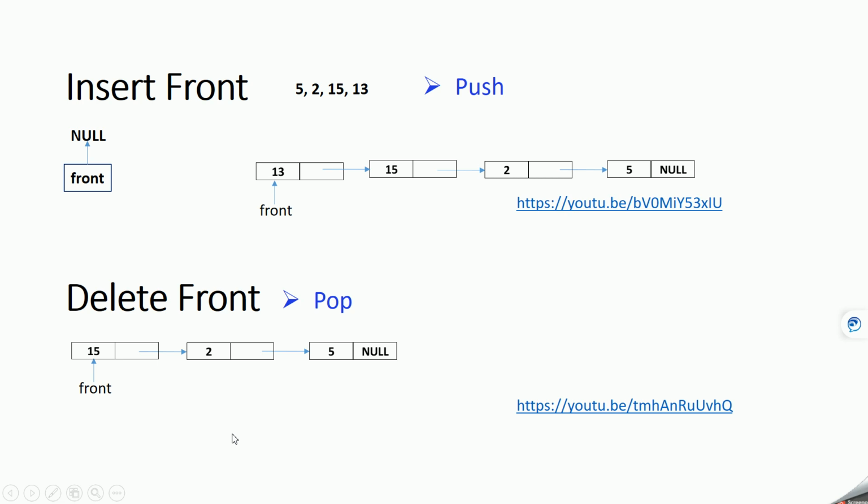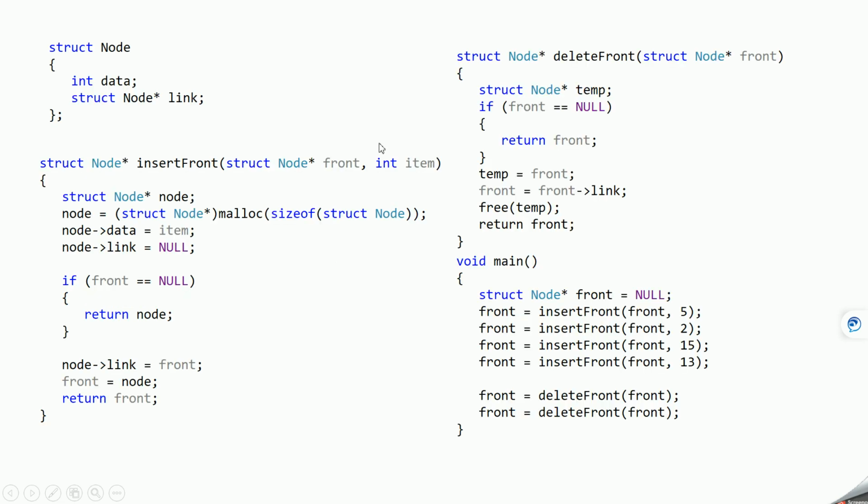Now let's see the code. This is the entire code which will help you to implement stack with the help of linked list. This is the code to insert an element at the front of the linked list, and this is the code to delete an element from the front of the linked list. This is the main function where we will call this insert function and delete function, and this code is for creating a node.